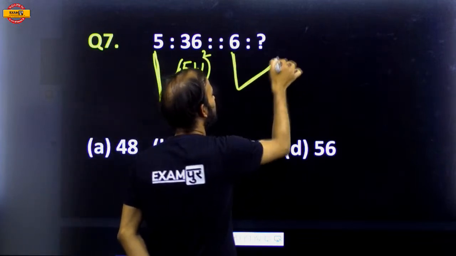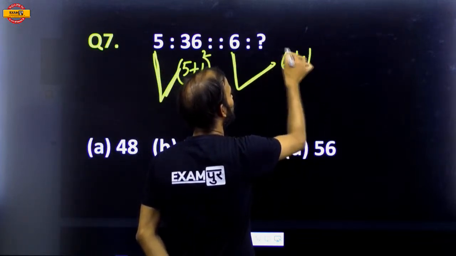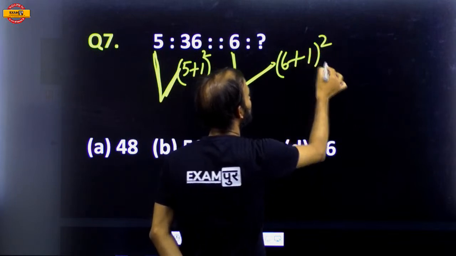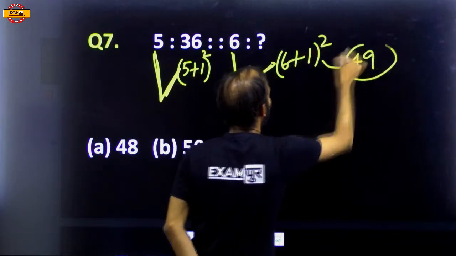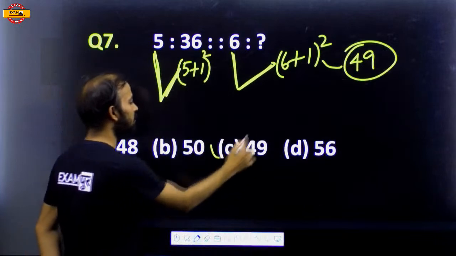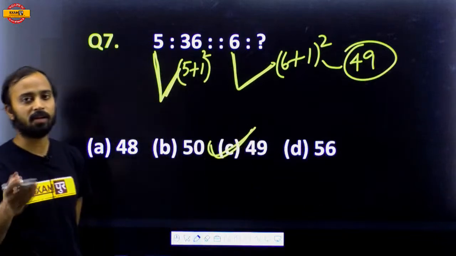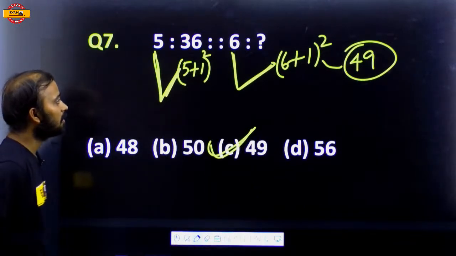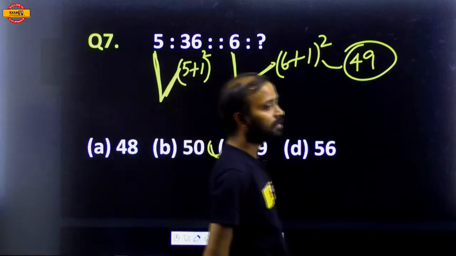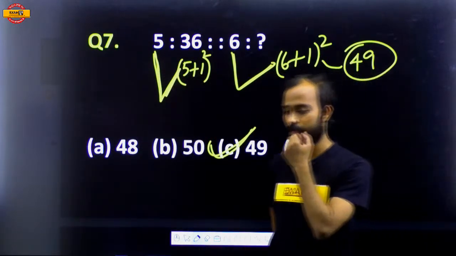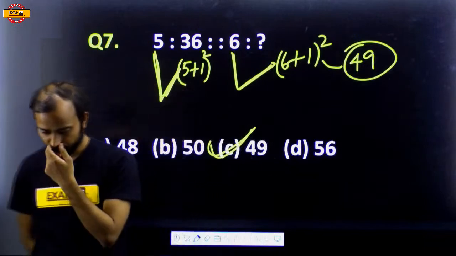Similarly, 6 plus 1 whole square. 6 plus 1 whole square is what exactly? 49 in the given option. Option C will be the answer. 49 will be your answer. 5 plus 1 whole square. Similarly, 6 plus 1 whole square. 49 will be the answer.